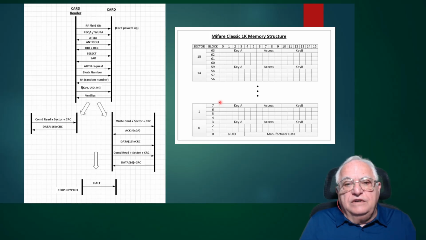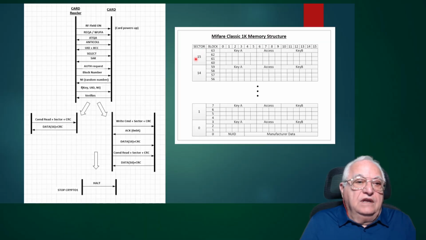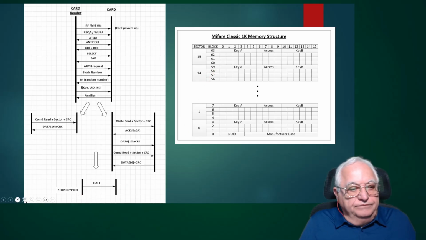So now I put the table here just to emphasize that every time we go from one sector to another sector, we have to go through the authentication request. So all the way from REQA, WUPA to SAK is for the whole card. Now from the authorization request down is going to be specific to a particular block.